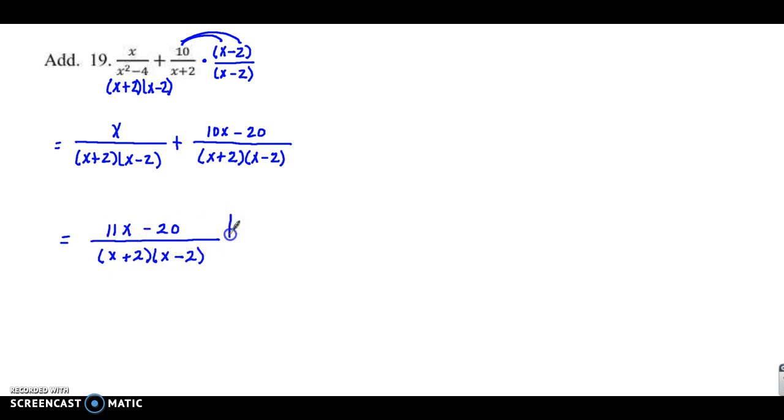If this factors, you could go ahead and factor it. It does not. Nothing will come out of 11 and 20. And so that would be my factored form. Okay, so that's your common denominators. You have, again, several problems that you can look at to practice and see how you do with those.